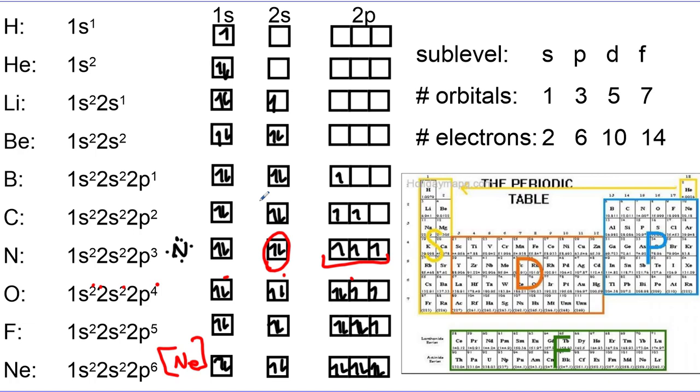The next video is going to be about exceptions to what we learned with respect to ions and with respect to a couple of special transition metals.